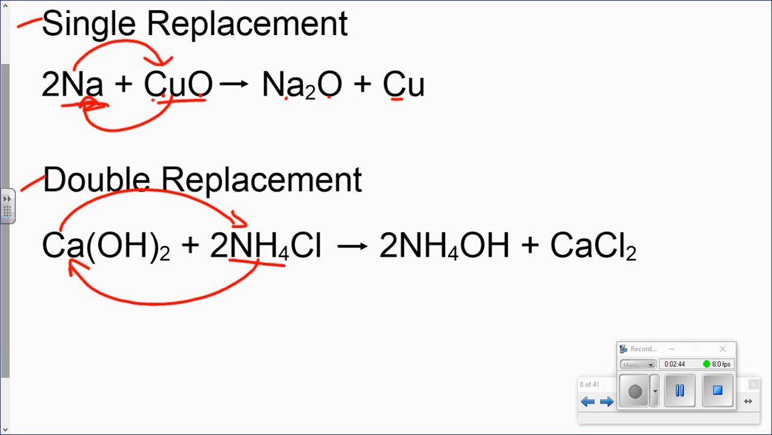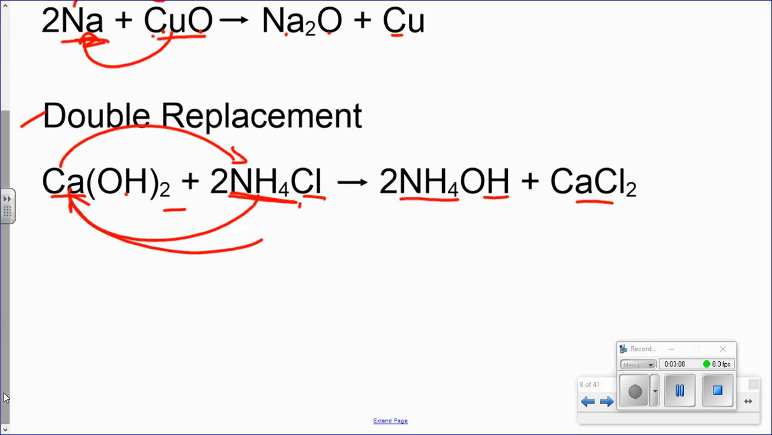Notice NH4 is a cation. It's kind of a complex cation, but it's still a cation nonetheless. Ca is a cation. They switch places. So where the NH4 was with the Cl, over here it's with the OH. They just switch places. The Ca was with the hydroxide, but now it's going to go over with the Cl minus and create CaCl2. Okay?